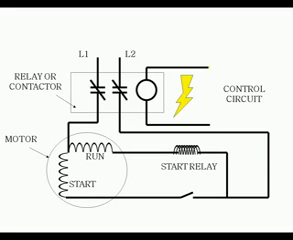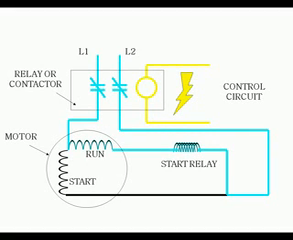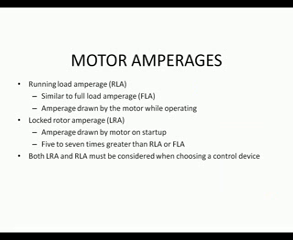This is an example of a relay or contactor. L1 and L2 pass through a set of contacts. They're normally open, and the control circuit energizes the coil, which then in turn shifts the position of the contactors and allows electricity to flow. The start winding is only in the circuit for a short period of time.